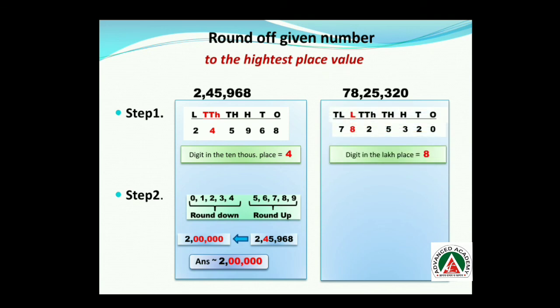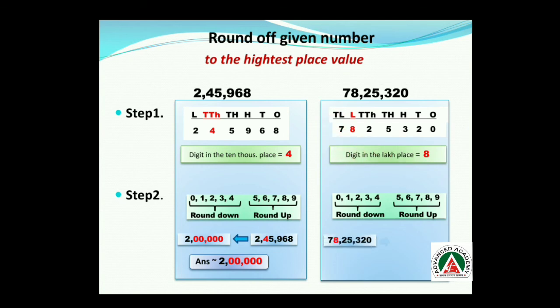Now one more example, the same. This 78 lakh. So in this we will compare the lakh place, because the previous place value of 10 lakh is lakh. So the digit at the lakh place is what? 8. Step 2. So 8 comes in what? Round up. So what will we do? Round up, we have to just add 1 to the 10 lakh place. Okay, and just drop all the zeros.